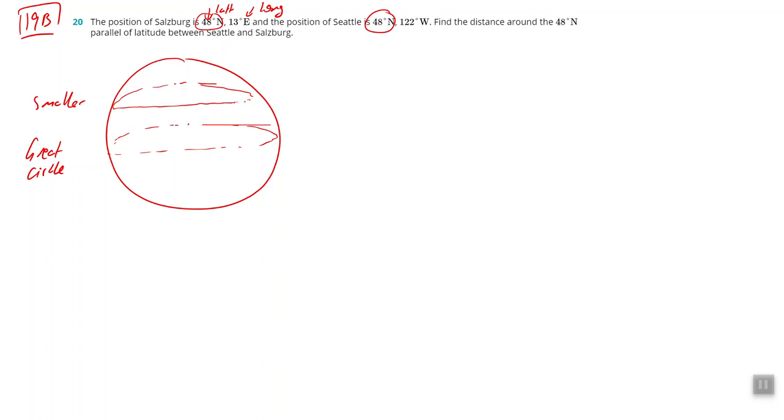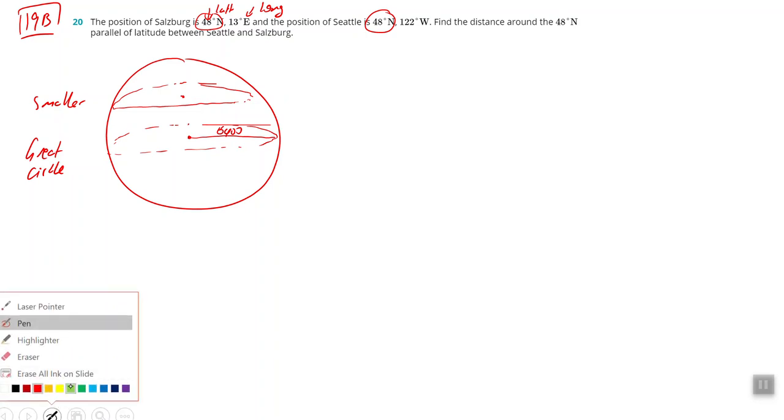Why is it a small circle? Because the radius of a small circle is not 6,400 like this one. Okay, so if you were to find the radius of that, it would be 6,400, whereas this would be something different.